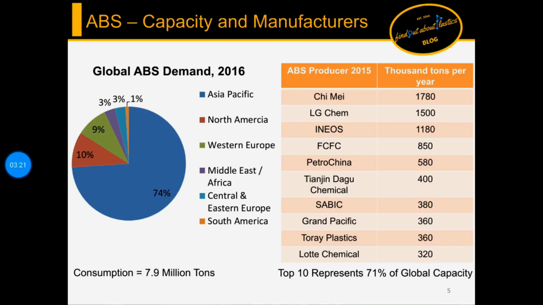Let's continue with the capacity and the manufacturers. The global demand of ABS in 2016 was around 7.9 million tons, and Asia Pacific is with 74% the highest end user. When we look at the ABS producers, we can say that the top 10 manufacturers represent 71% of the global capacity. Kumho is with 1,780,000 tons per year the largest producer.